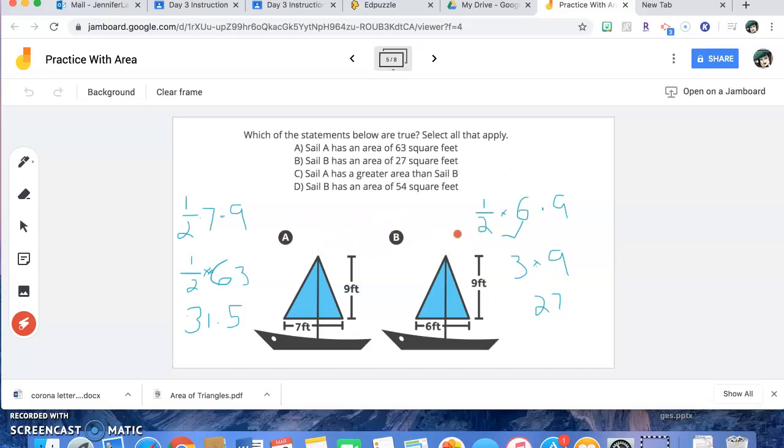And then if you look over on the right hand side for sail B, I wrote 1/2 times 6 times 9, so 1/2 base times height. And this one I did 1/2 of 6 just because I know that gives me 3, and 3 times 9 is 27. So my answer choice of B should be good, and C, because sail A is greater than B. So I would mark B and C as the correct answers here.